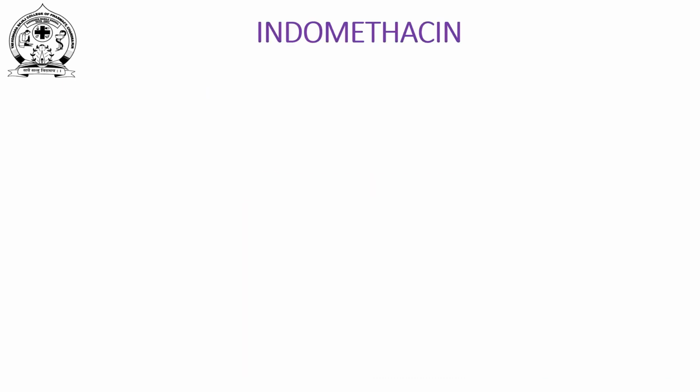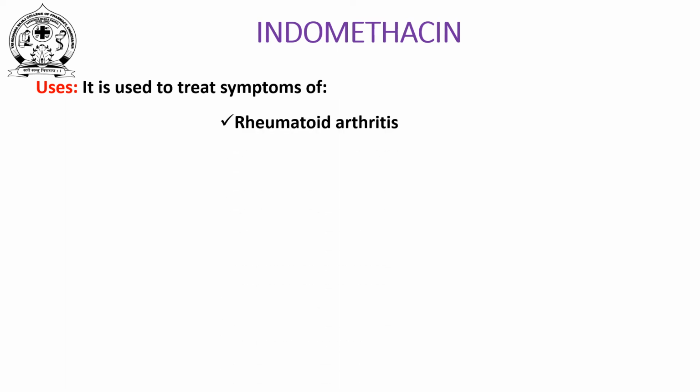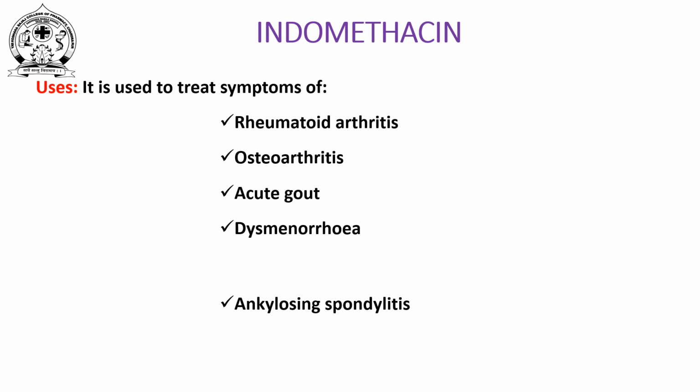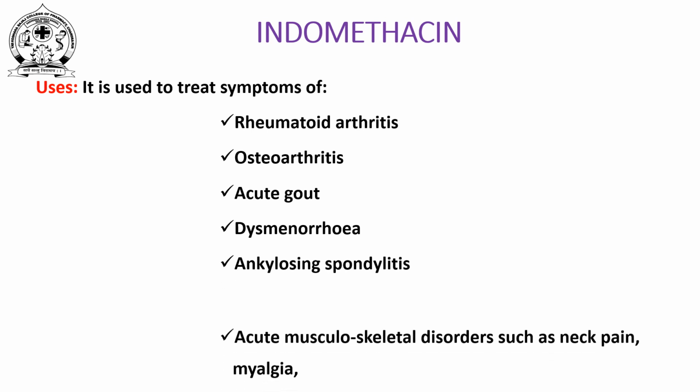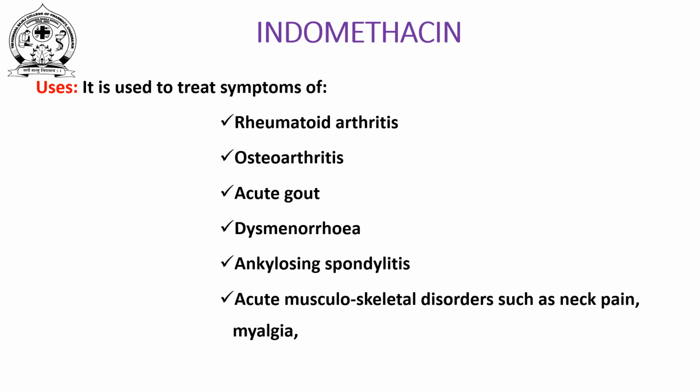Next, we will see the uses of indomethacin. It is used to treat symptoms of rheumatoid arthritis, osteoarthritis, acute gout, dysmenorrhea, ankylosing spondylitis, acute musculoskeletal disorders such as neck pain, myalgia, and pain in malignant diseases.